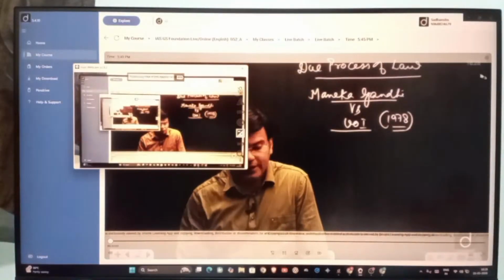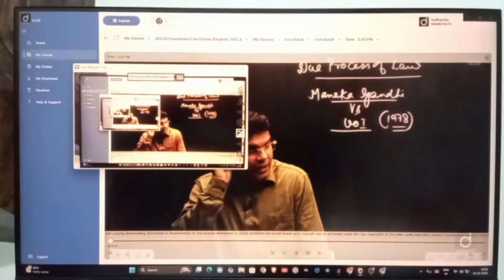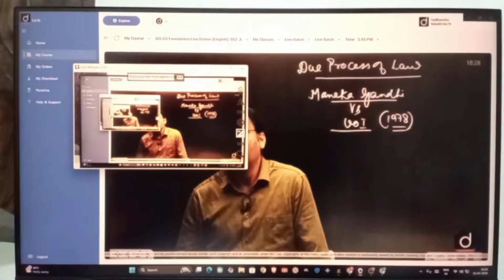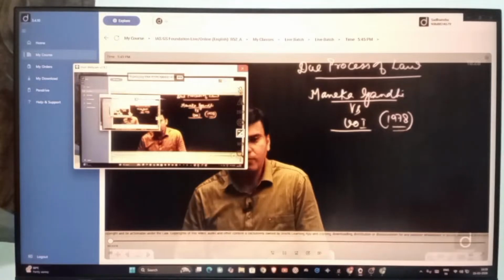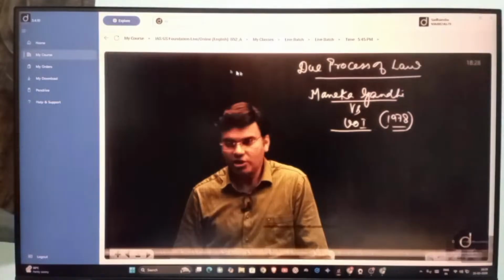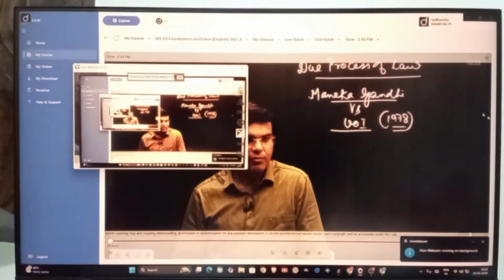then we are going to declare the law as invalid. So in the immediate case, that is Menka Gandhi's case, there was a law which was not allowing Menka Gandhi to travel abroad. So it is basically a passport issue. So Menka Gandhi's passports were seized by the government through an order, and this order has come because of a law which exists in the Passport Act.